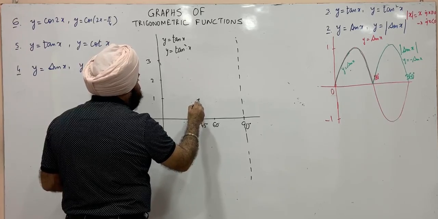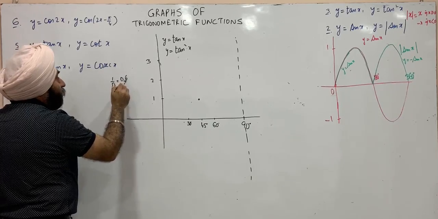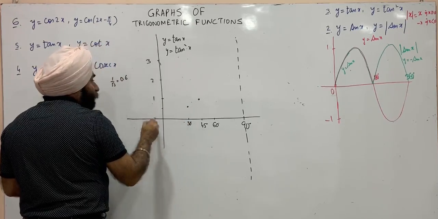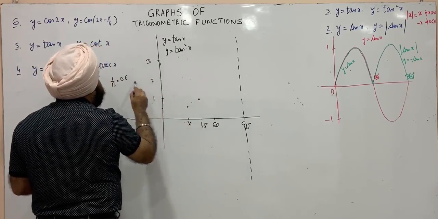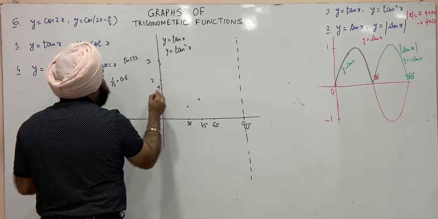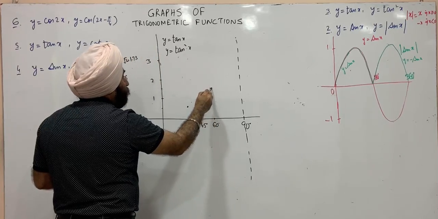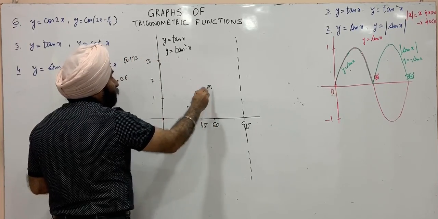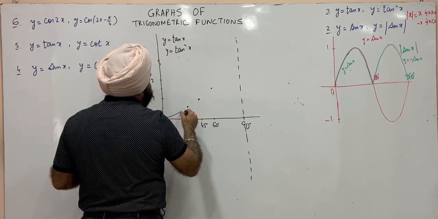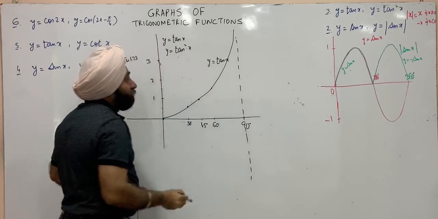Tan 45 is 1. Tan 30 is 1 by root 3. 1 by root 3 is 0.6. So this is 0.5, this is 0.6. Tan 60 is root 3, which is 1.73. This will be 1.75. So it's very close to this value. Then we join these points 1, 2, 3, 4 like this, and finally we join. This is the graph of y is equal to tan of x.